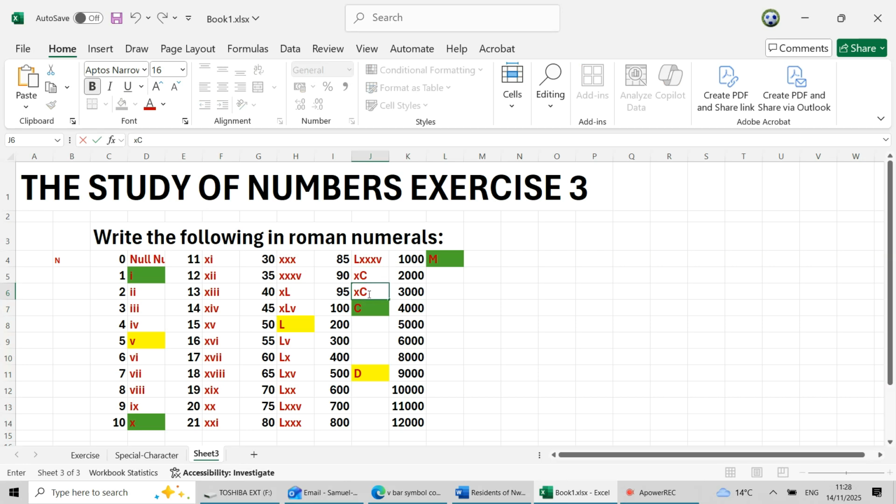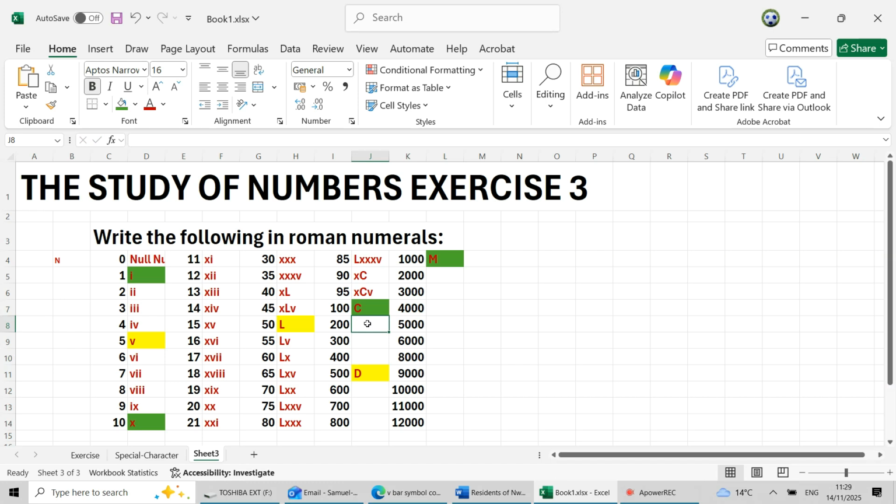Now we need to use this one to get 95. And 90 will say, hey, come on, I'm here, I'm 90, but you need to do something to make 95. So in that case, you need to get 5 added on top of me so that you become 95. So we just add 5 there, and 5 is just V. It's not capital V. So 100 is C. And now we have to move to 200.